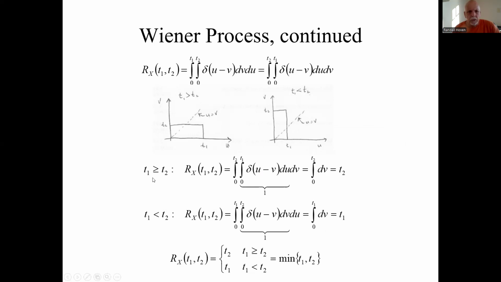So here's the two cases. If T1 is greater than T2, I integrate over U first. Just like before, that inner integral is 1, but now the limit on the outer integral is T2, so I get T2. If T1 is less than T2, it's the same kind of thing, but now the upper limit is T1, so I get T1. The ultimate result is that this autocorrelation function is the minimum of T1 and T2. So we just showed here that the integral of white noise is not wide sense stationary, even though white noise is.